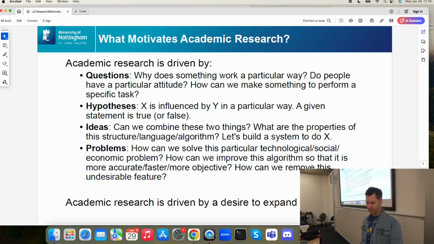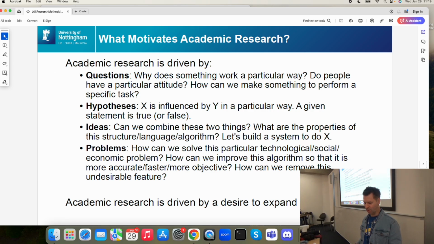So there are different reasons why we might want to conduct academic research. The first one is probably the most common. We have questions. We want to answer a question. Somebody's given us a question, and we're trying to find out what the answer to the question is. So we can use research to answer questions.